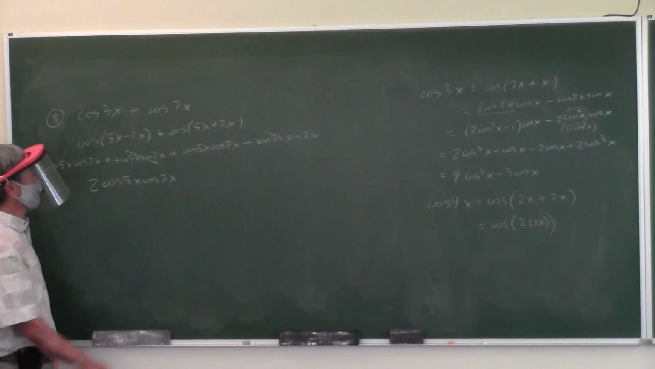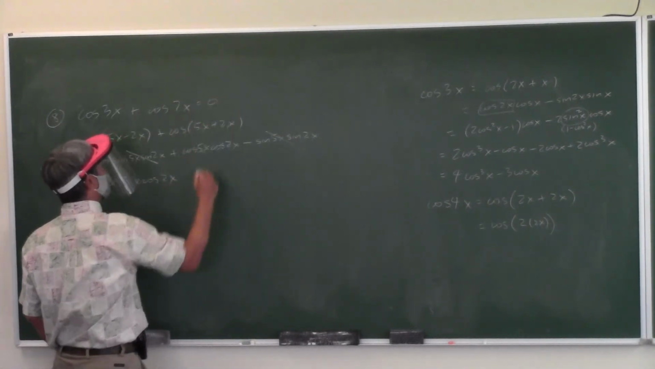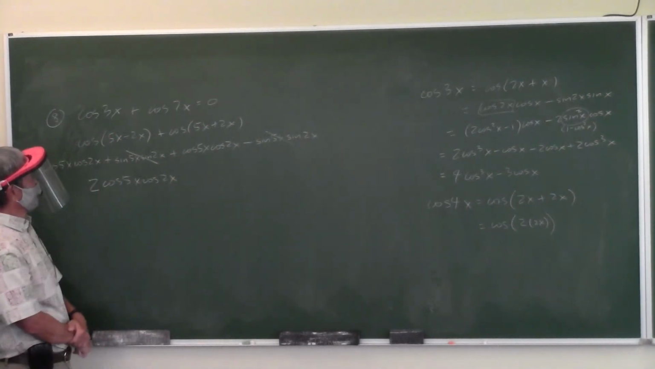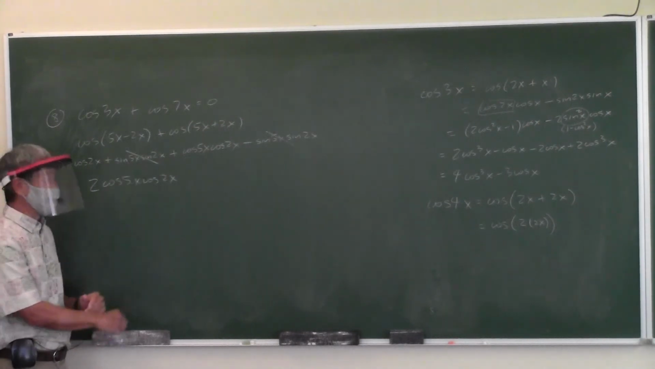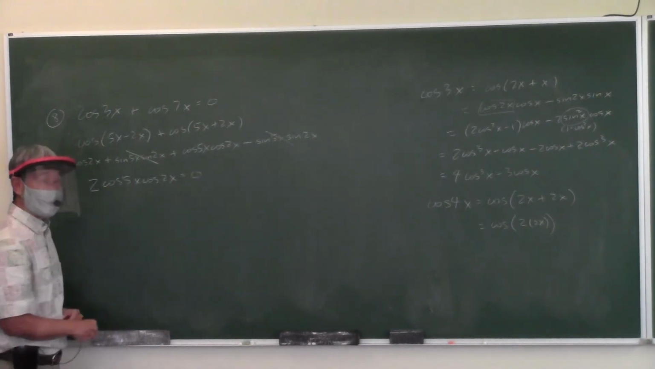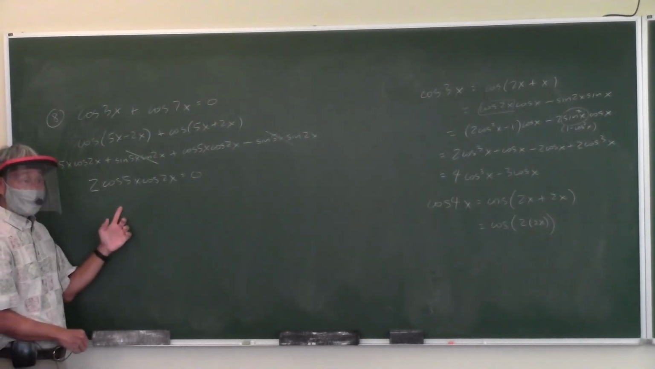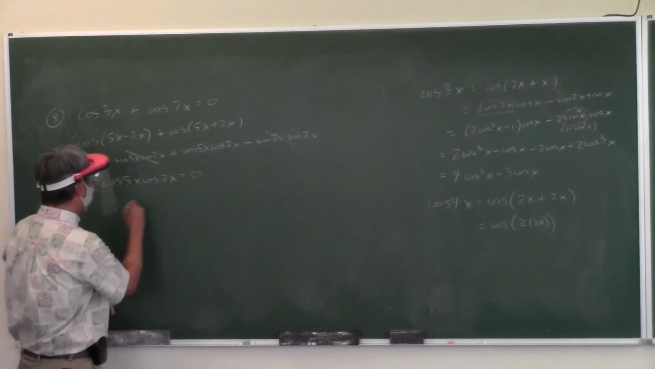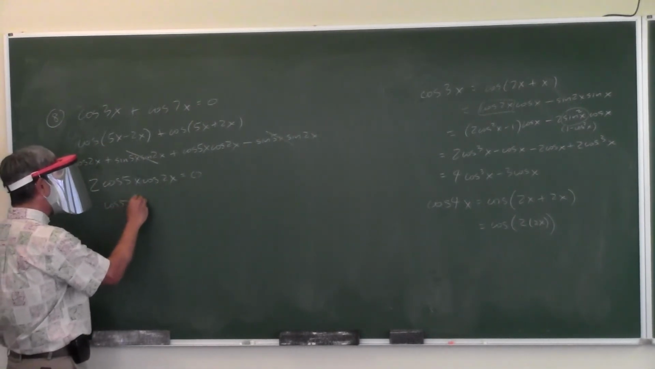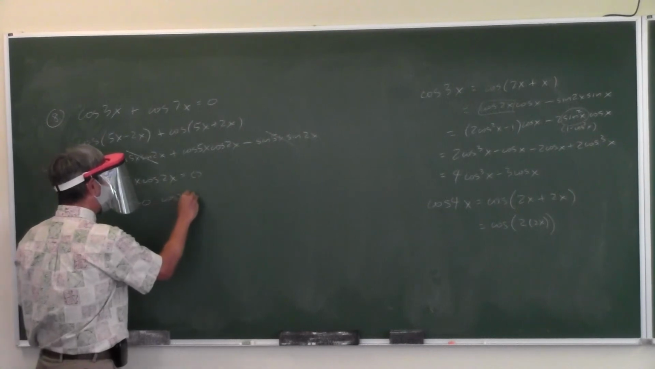Now, why would you want to do that? Because what if I ask you, solve this equation? See, you can't do it like that. But now, you do it like this. Now you can solve it, right? If something times something equals 0, that means either this one is 0 or this one is 0.